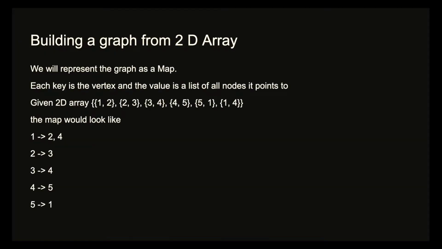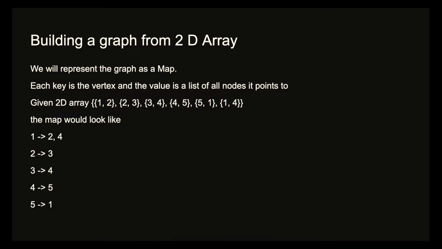So we will look at building a graph from a two-dimensional array. For this, we will use a map to represent the graph. A map contains key value pairs. So in our case, we'll use the start node as the key, and we'll store the end node in the list which will be stored in the values in the map.